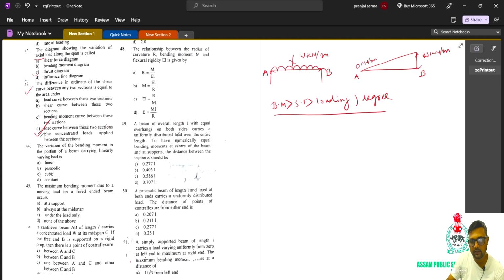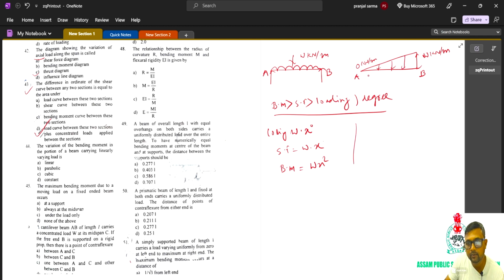Why? Because here the loading is W into x to the power 0. What is the shear force? W into x. What is the bending moment? W x square, right? You will find x square comes, R A x minus W x square, and the shear force R A minus W x, right? So each is one degree more. This is a parabola.